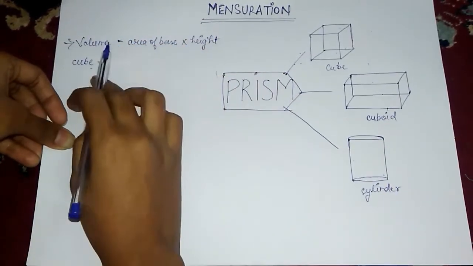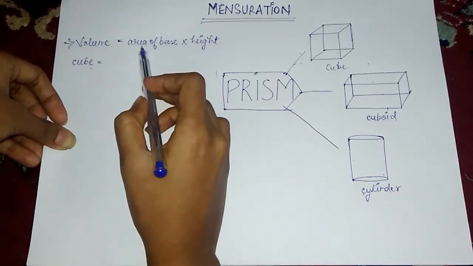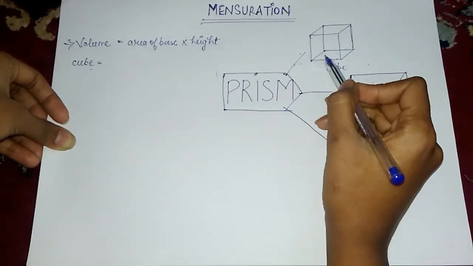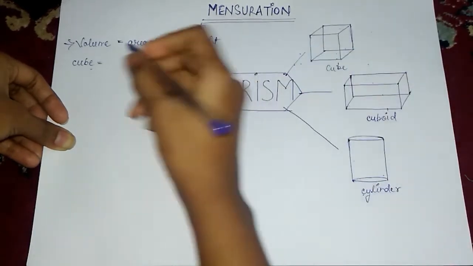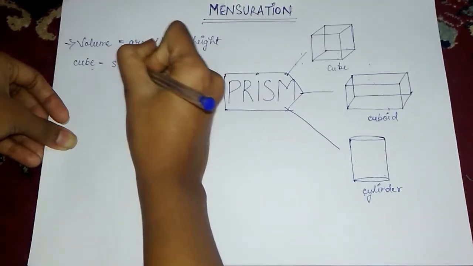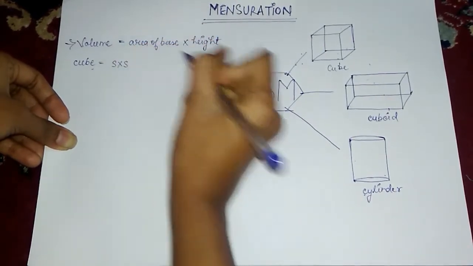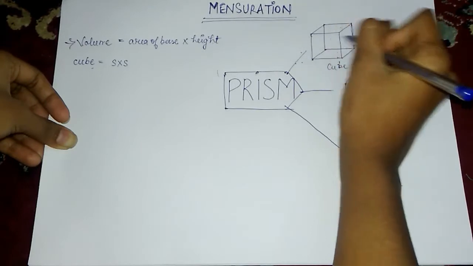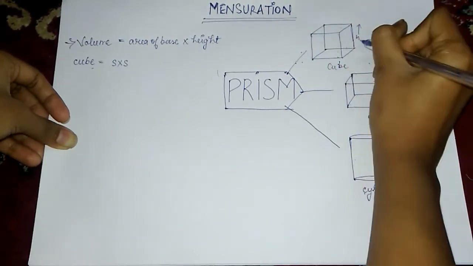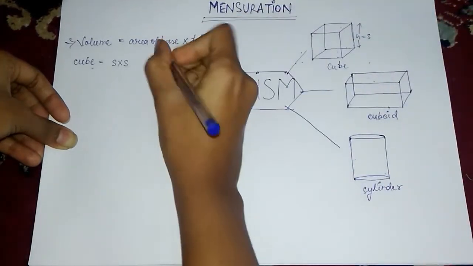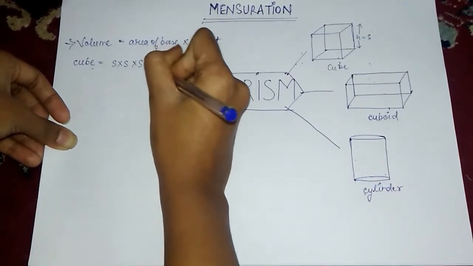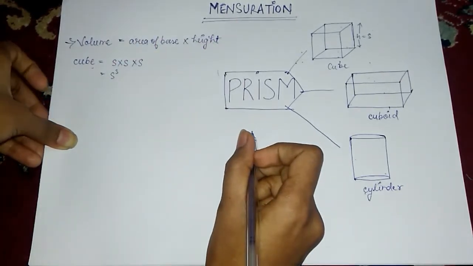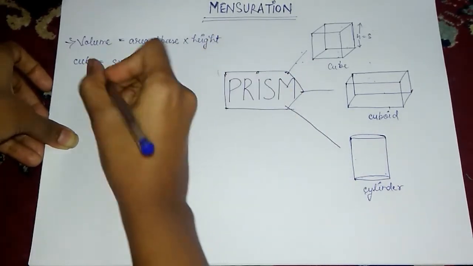So first is cube. As the base formula says, area of base into height. What is the area of base of a cube? The base of a cube is a square. So what is the area of a square? It is side into side. Then into height. The height of a cube is also its side. So we can write either h or s. So here it comes, s cube is the formula of volume of a cube.